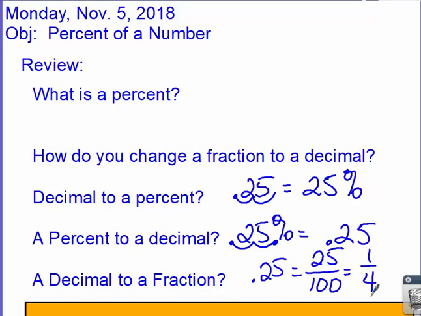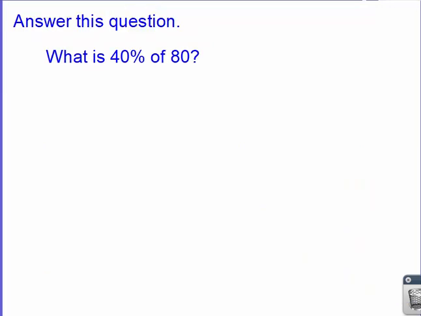So this week we're actually working on percent equations or percent sentences. So here's our first one. What is 40% of 80? Now, this is a really easy way of doing problems. This is your typical percent question. What is 40% of 80?